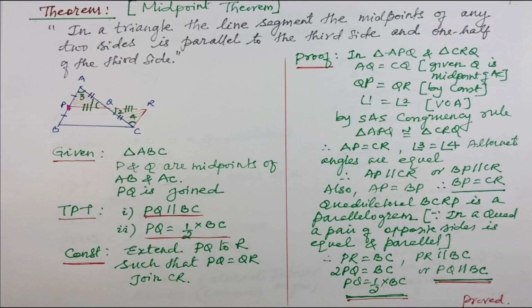But we know that PR is 2 times PQ, because we have constructed PQ such that PQ is equal to QR, therefore PQ is half of PR. If PQ is half of PR, and PR is equal to BC, therefore PQ is half of BC. So that is how we prove this theorem.